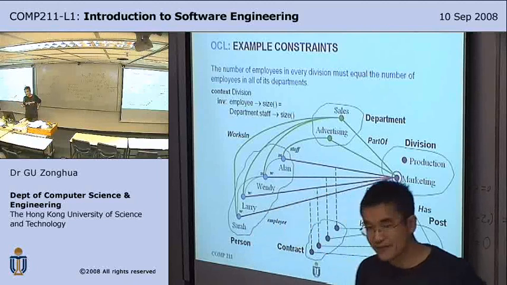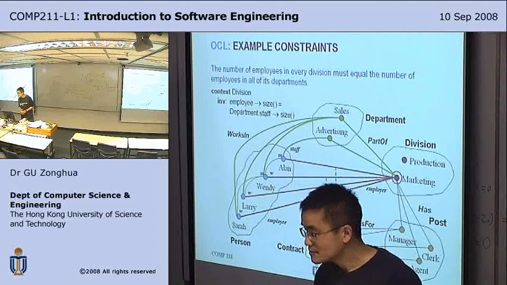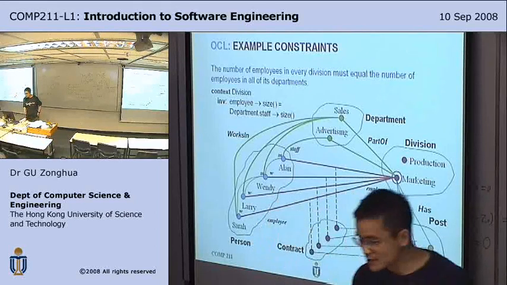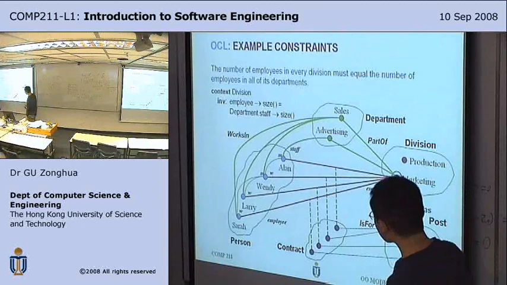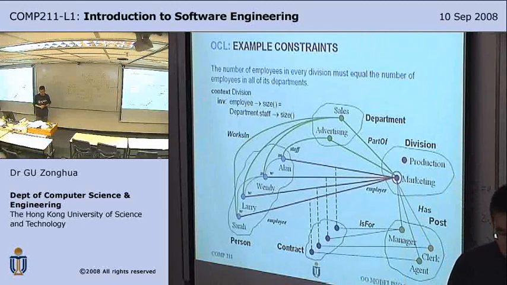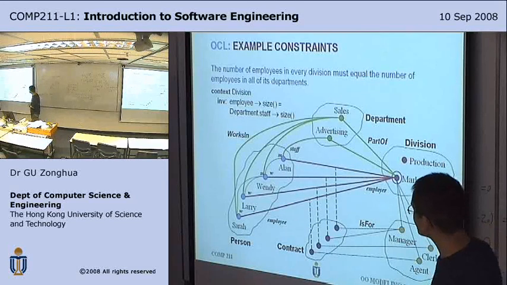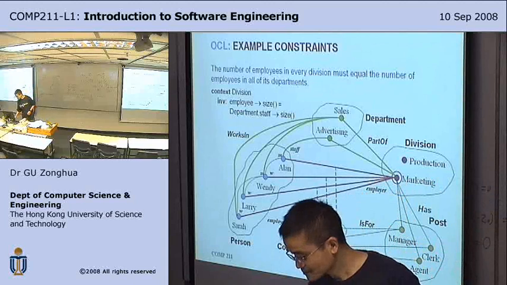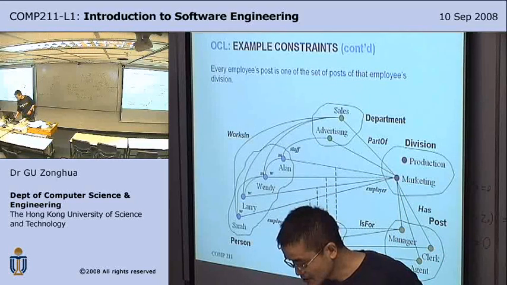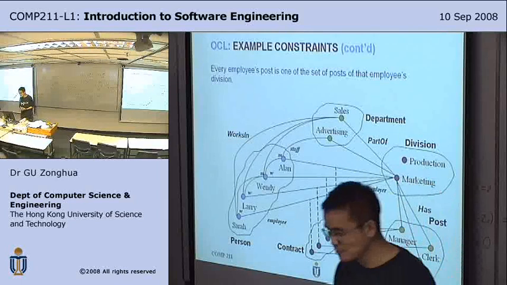So any questions about this OCL constraint? Actually, what's an invariant? Invariant means something that never changes. It is a mathematical term for constant truth. That is, something that's always true. So never false. Here's another example: every employee's post is one of a set of posts of that employee's division.